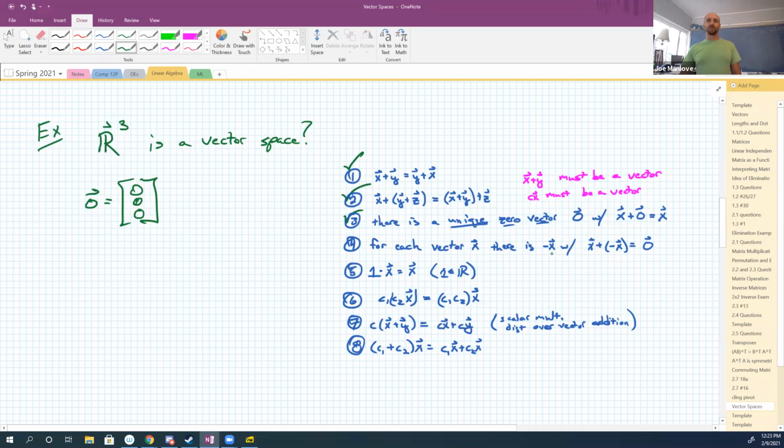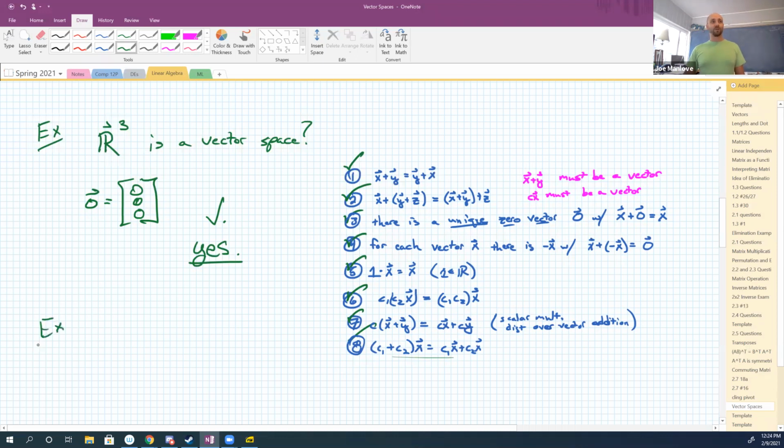For every vector x, there's a vector minus x. Yeah, it's just -1 times it. Okay, I'm good with that. Is 1 times a vector equal to the vector? Yeah, that's how we defined it. You guys notice how this is kind of boring because most of these are just the definition. Is this how scalar multiplication works? Yeah, sure is. Is this how scalar multiplication and vector addition work? Yeah. Okay, so I believe that we've checked that R3 is a vector space. And that was super boring.